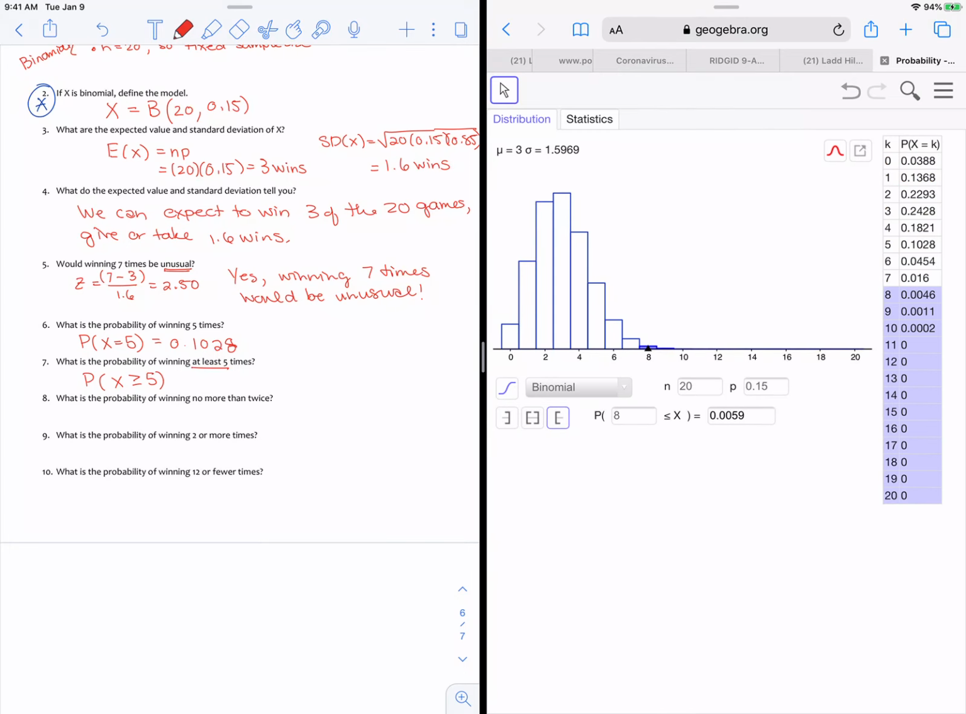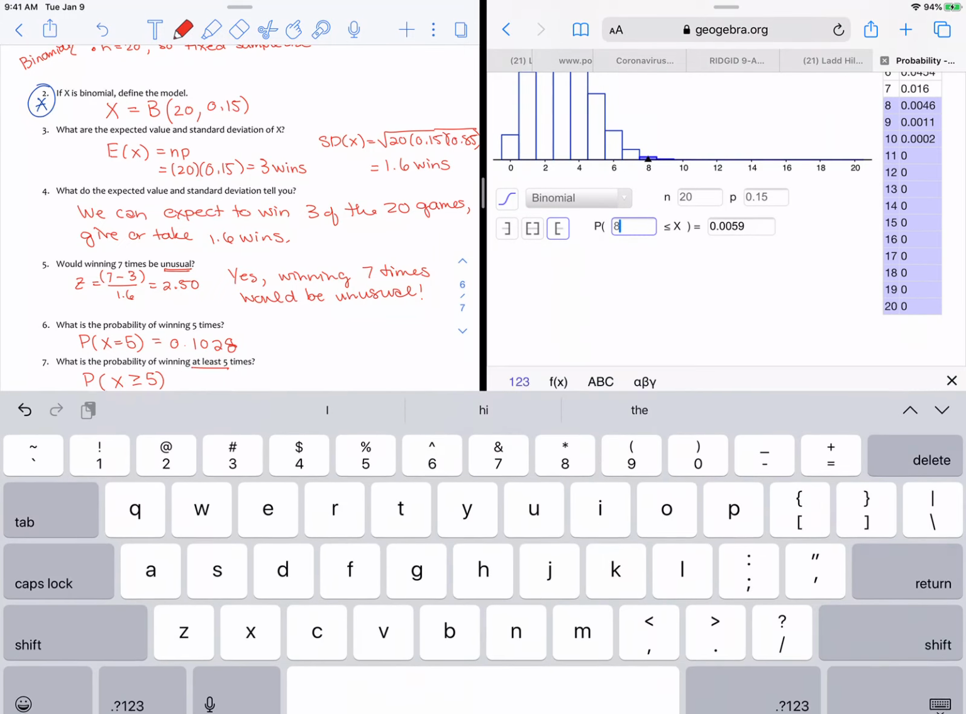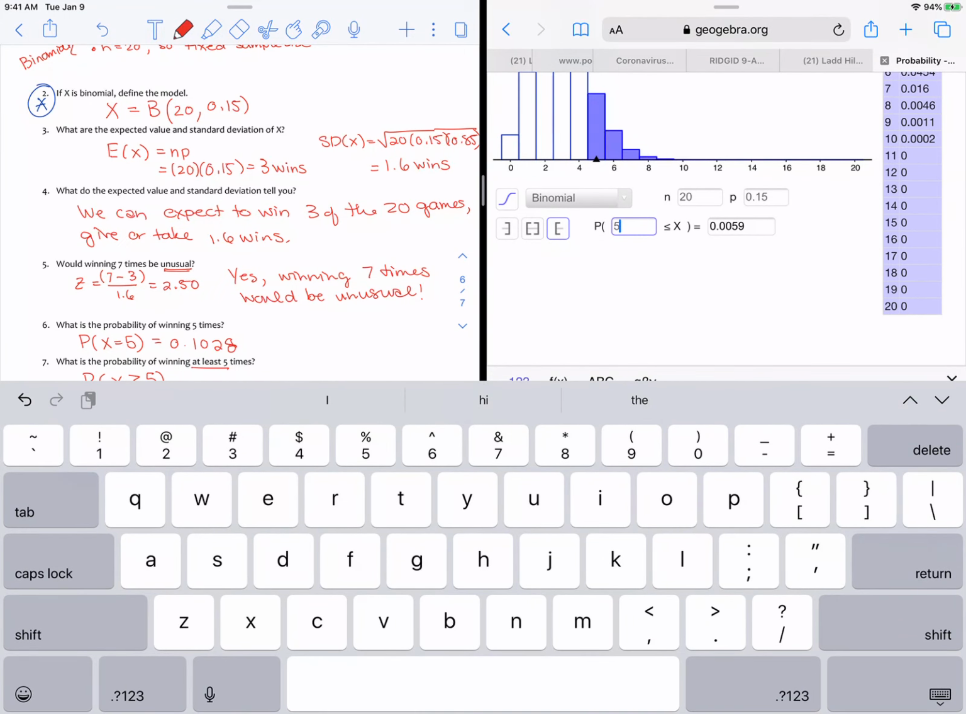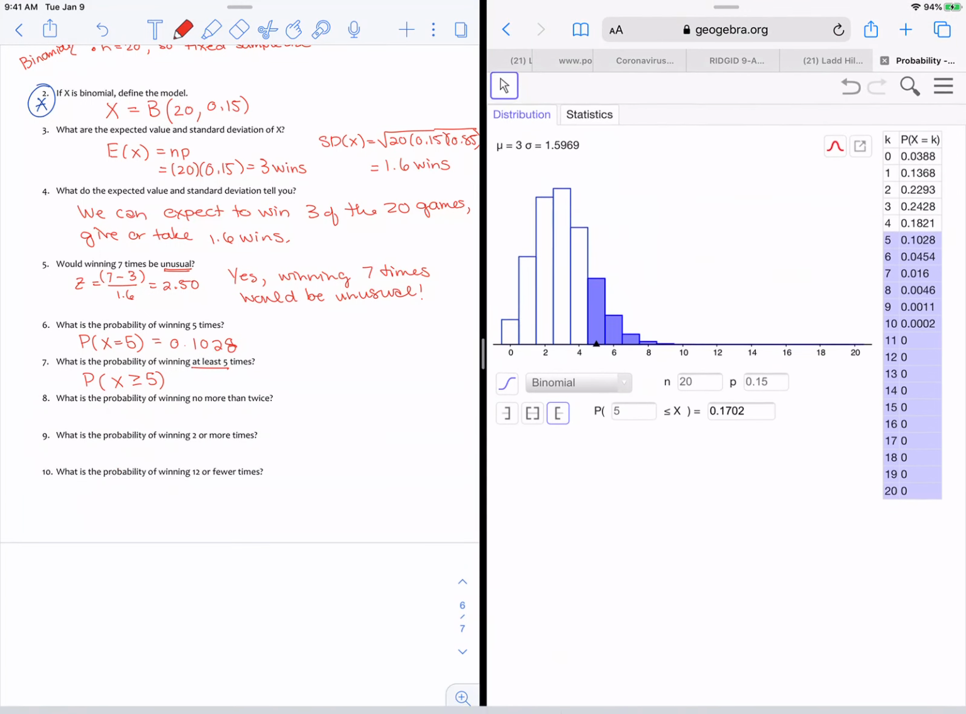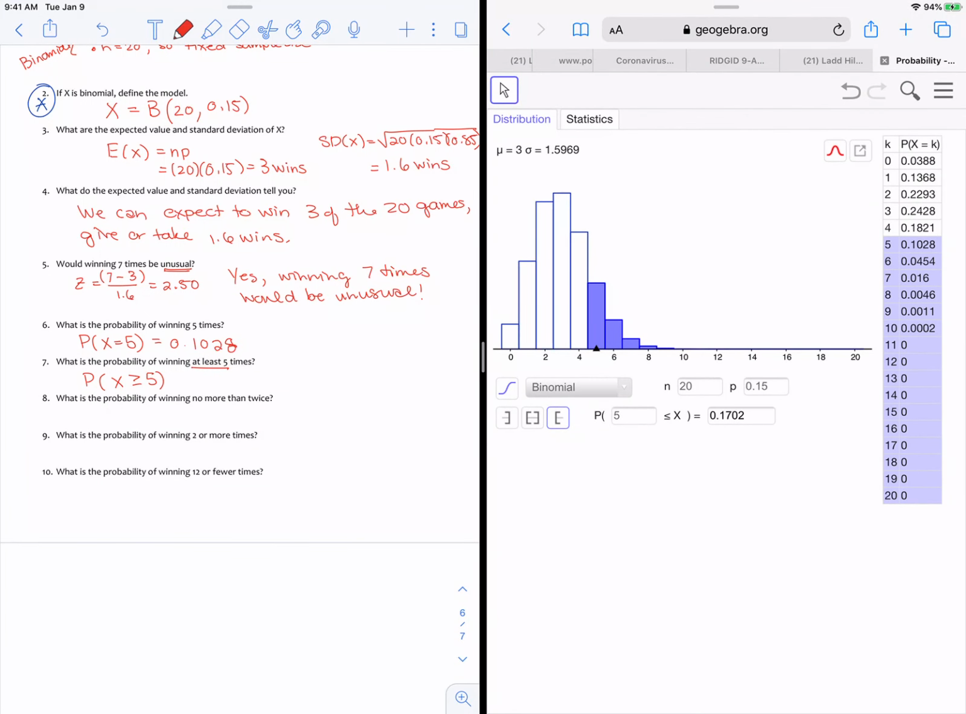So I want at least, which is greater than, and I want at least 5, and then I'll press enter just to make sure. Then I check my table to the right to see that it's shading 5 or more. The picture shades 5 or more. That's all looking good. So then this probability is 0.1702, so about a 17% chance of winning at least 5 times out of those 20 plays.